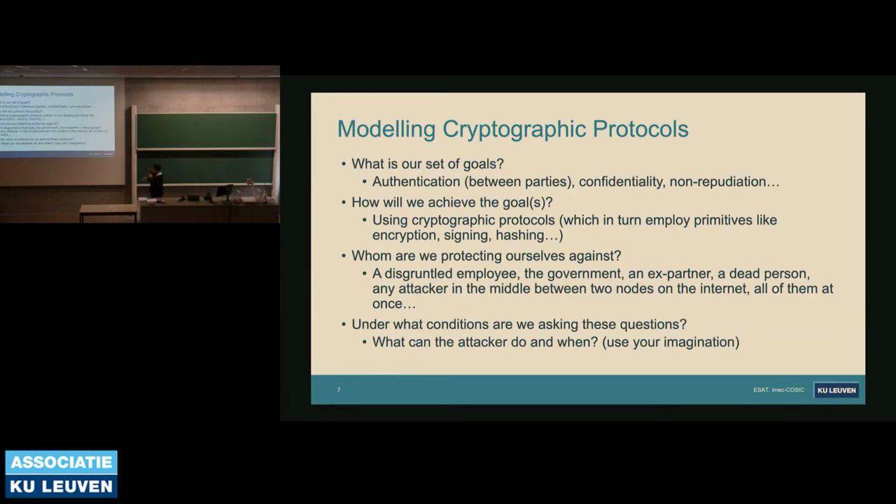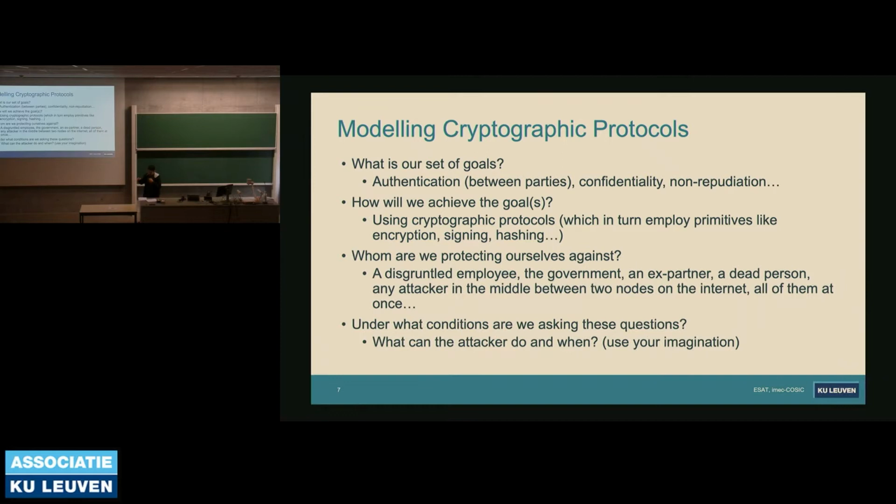So when we model a protocol in a way that allows us to analyze it, we need to figure out what is our set of goals at the end. Do we want authentication between two parties? Do we want a message to remain secret to all parties but one? Do we want forward secrecy? Do we want any property? So this we have to think of at the start.